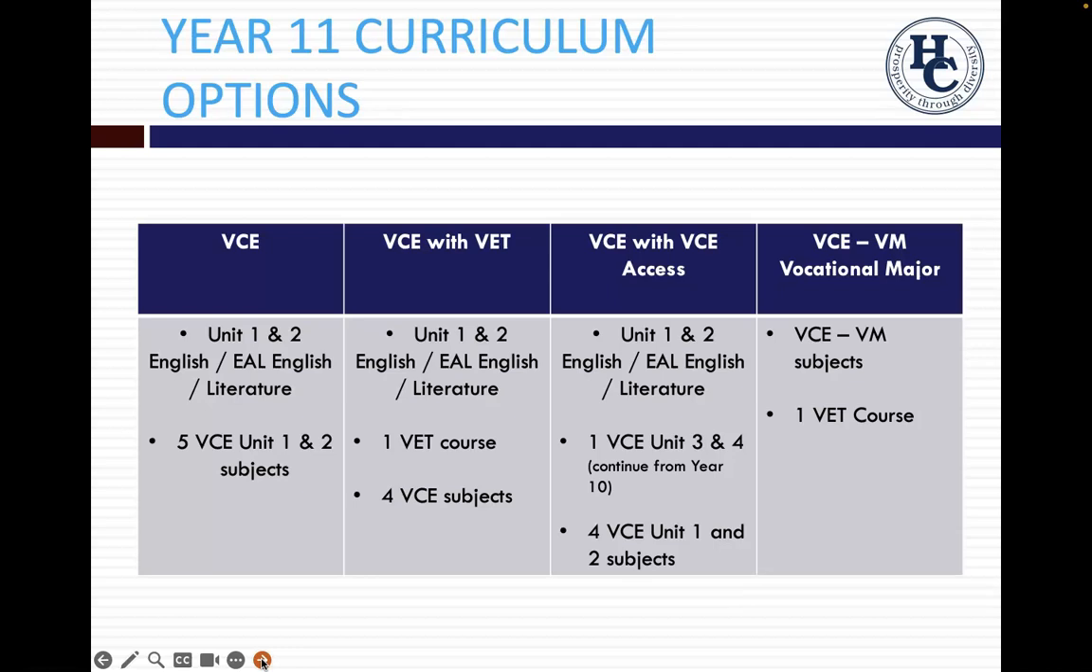If you select the VCE VM, which is the vocational major program, you complete a series of vocational major subjects. You have less flexibility and choice when it comes to your subjects. There is in fact only one free choice subject in the VM, and you must have a VET course as part of your program in order to be eligible to complete this type of certificate.